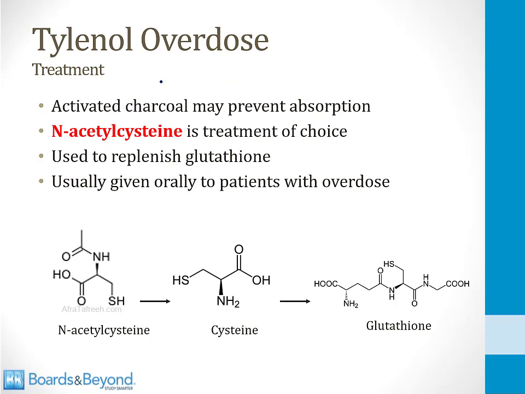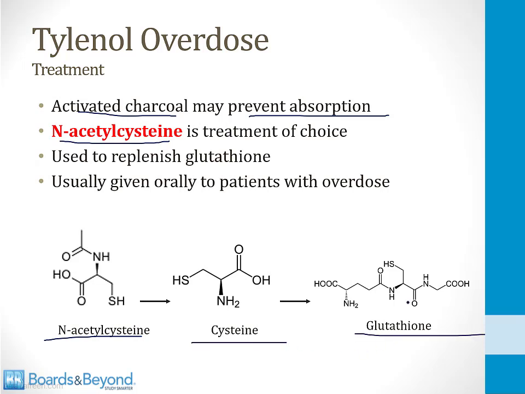So first of all, when treating patients with Tylenol overdose, activated charcoal is often given to prevent absorption of Tylenol from the GI tract. But beyond this, the mainstay of treatment is a substance called N-acetylcysteine. If you look at the bottom left side of the screen, this is the chemical structure of N-acetylcysteine. It's metabolized in the body into cysteine, and cysteine is used to synthesize glutathione. You can see that there's a cysteine molecule in the middle of a molecule of glutathione.